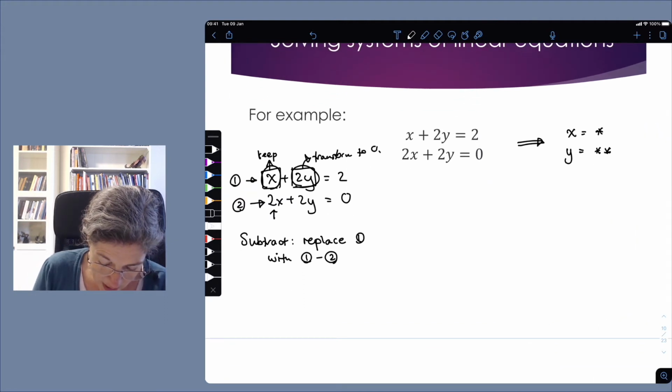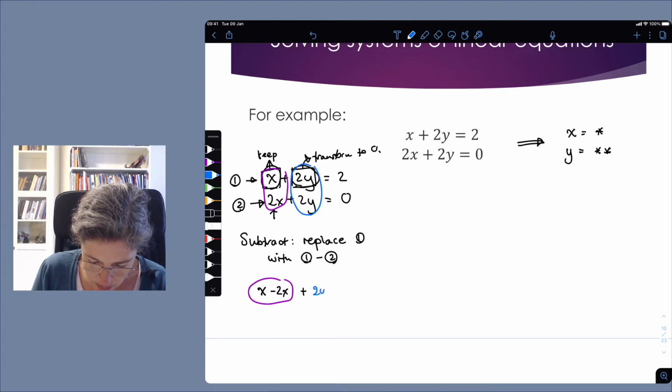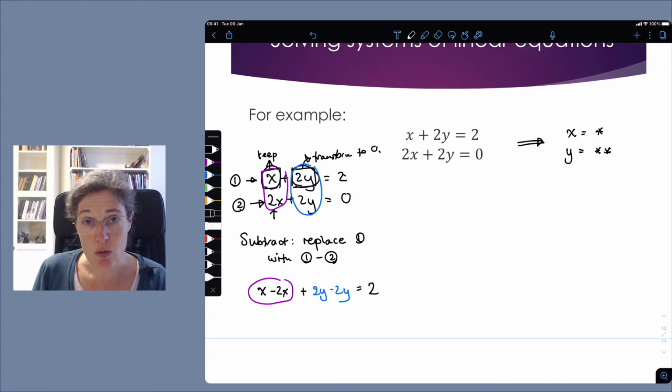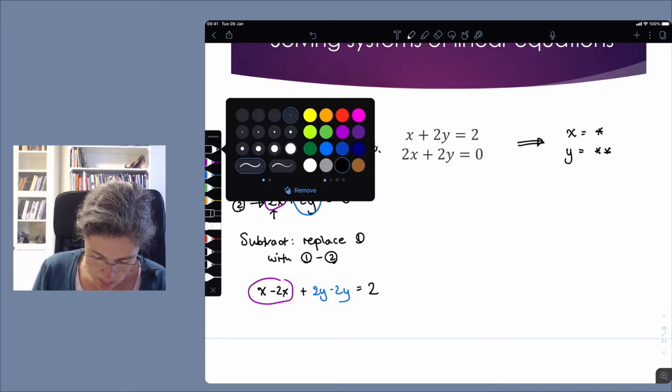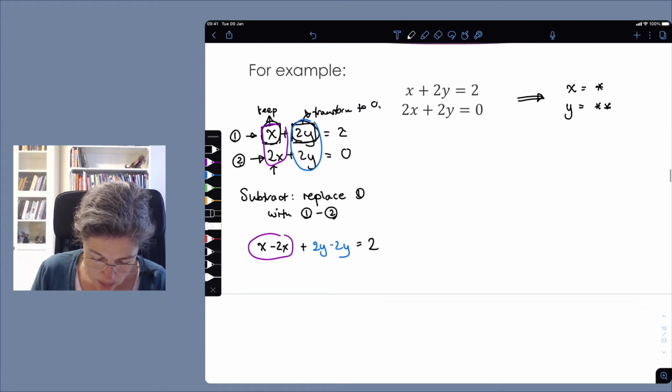Okay, so now I'm going to have my x minus 2x, so I've just done this bit of subtraction here, and now I'm going to say 2y minus 2y, and that's going to be equal to 2 minus 0, which is 2. So what does that leave me with? If I finish this up, I will have two new equations. So I'm just going to keep this as kind of working.